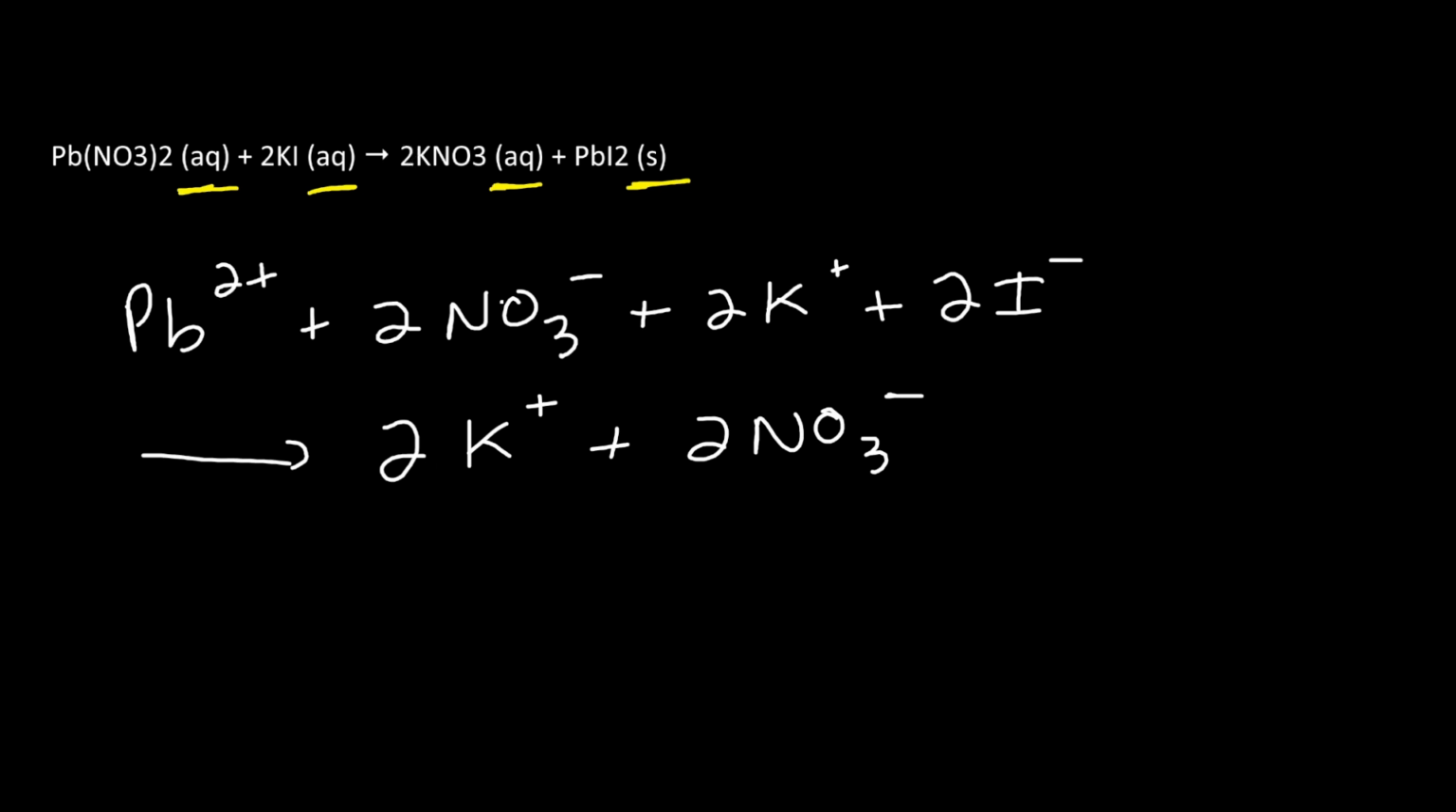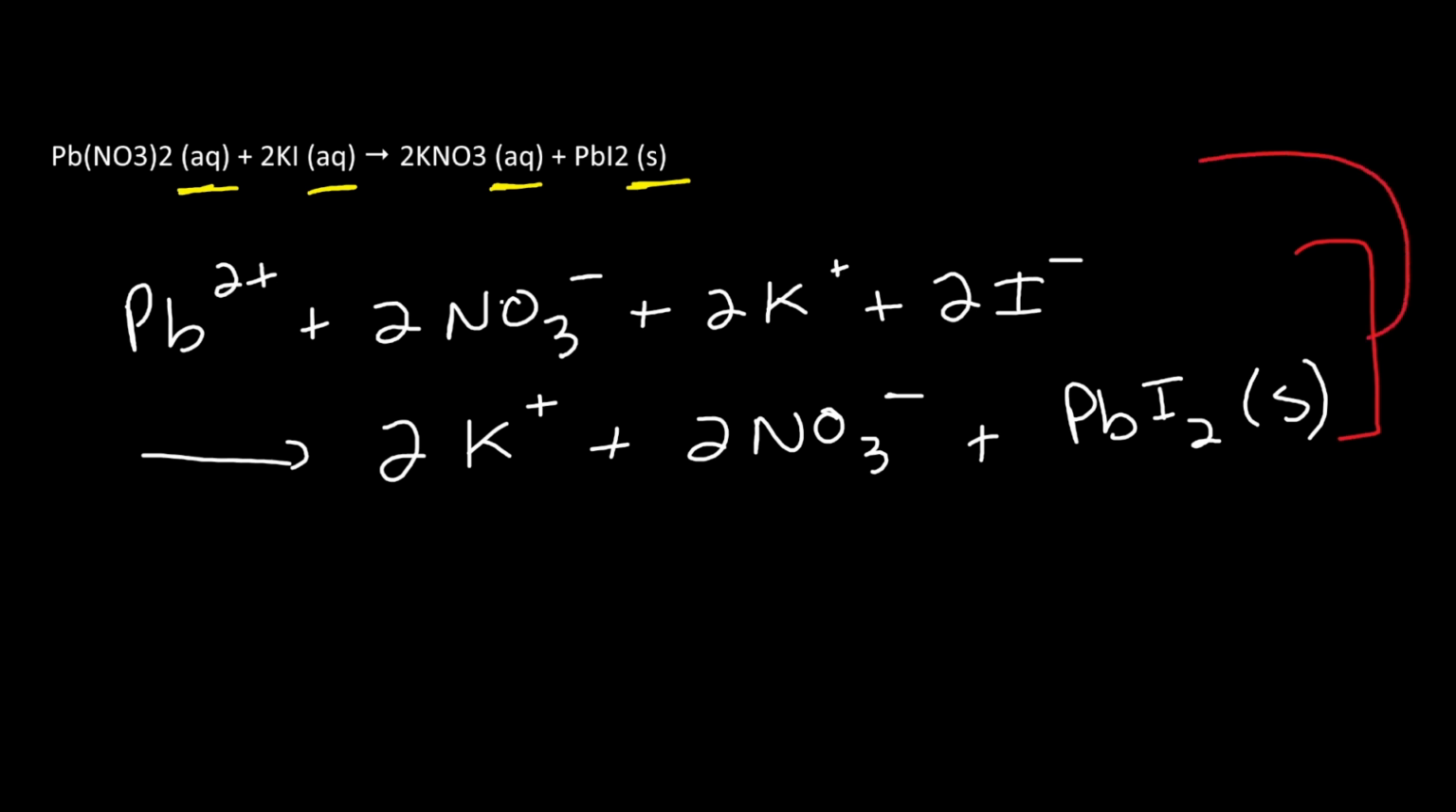Okay, and then also we're going to write out our lead iodide in our solid form over here. Because it is a solid, it will not split up into separate ions because it's not soluble in water. So we're going to basically just ignore this for now. So now this is known as our complete ionic equation.